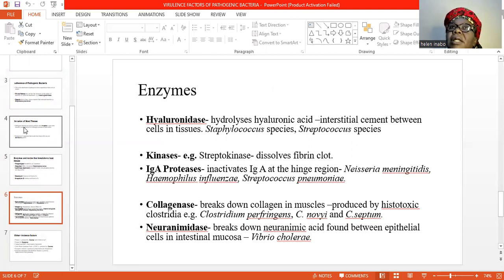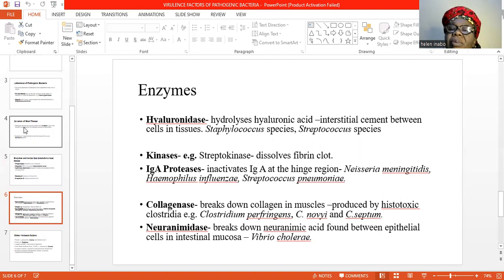This hyaluronic acid is the interstitial cement that is found between cells in tissues. So it is known as a spreading factor. Once hyaluronic acid is degraded by hyaluronidase, the pathogen is able to spread to other parts of the body. Then you have the kinases.